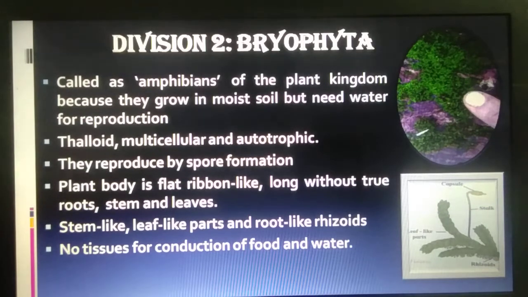So they have root-like, stem-like and leaf-like structures, the root-like ones being rhizoids, but they do not have the presence of any tissue for conduction of food and water. Fine. So this is going one step ahead. That is, it has root-like, stem-like and leaf-like structures, but does not have the presence of tissue for conduction of food and water, and also does not have any flowers or fruits.